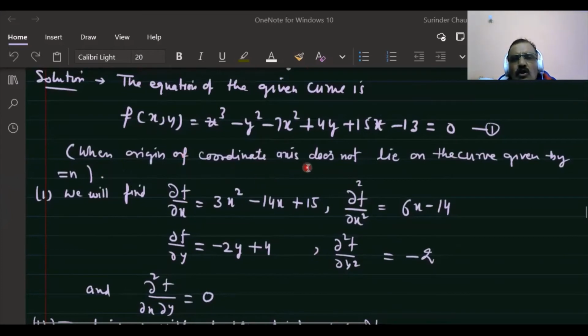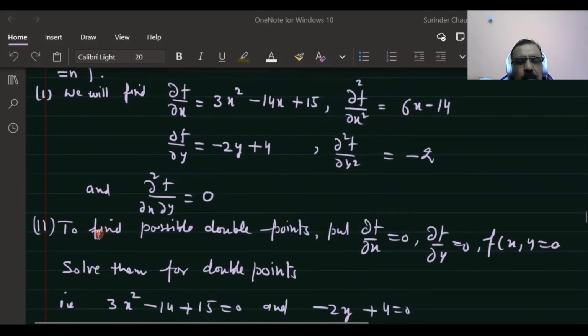When the origin of the coordinate axis does not lie on the given curve, then we have to solve the problem by this method. First step is we will find the partial derivatives: partial f by partial x, second partial with respect to x, partial f by partial y, second partial with respect to y, and partial f with respect to xy or yx, second order. Find them.